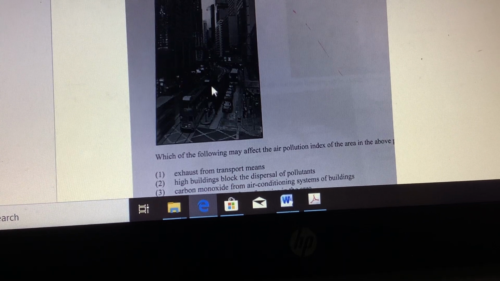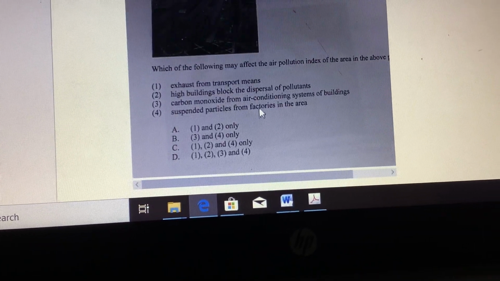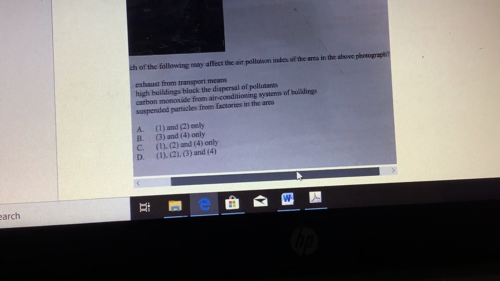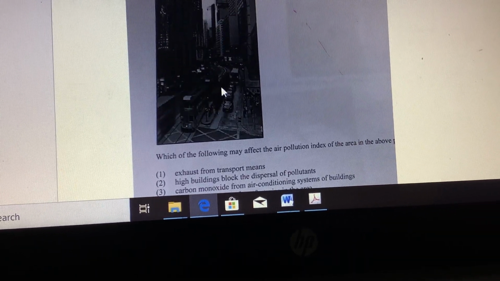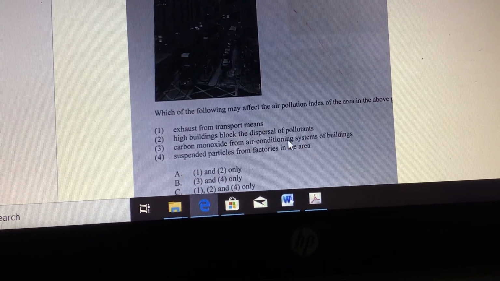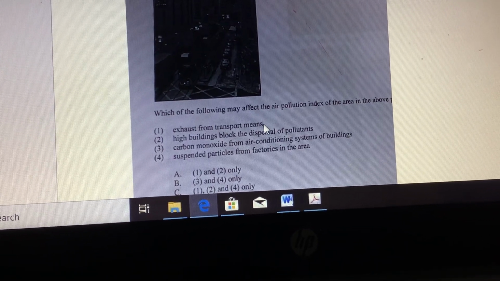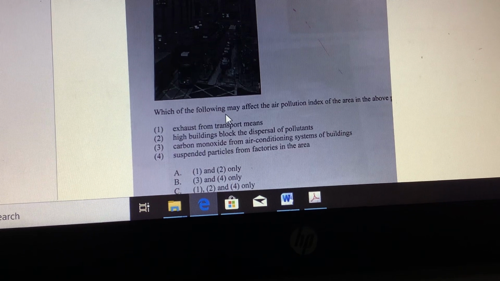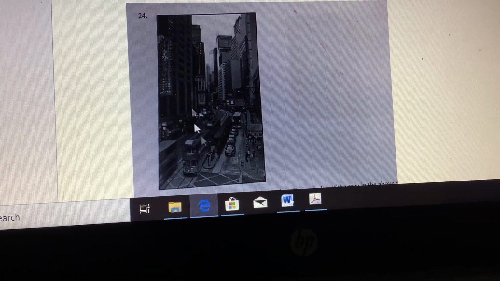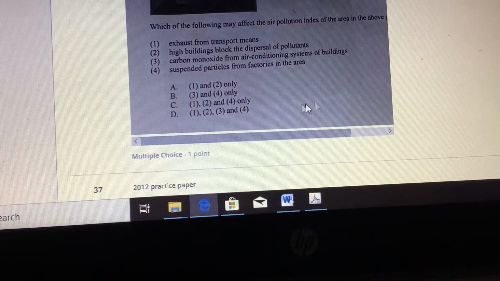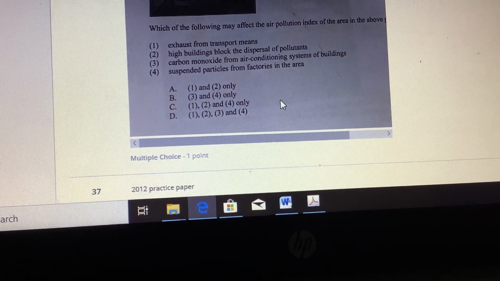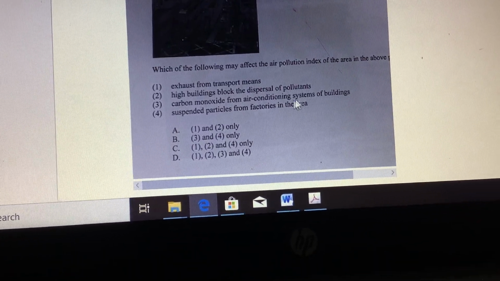This one, you can see this is a CBD. Which of the following may affect the air pollution index of the above area? Exhaust of the transport, you can see a lot of transport right here. High buildings block the dispersal of the pollutants. Also carbon monoxide from the air conditioning system of buildings, right? Suspended particles from factories in the area? Don't play with me. This one is CBD again. Can you find some factories in the CBD? Come on, don't play with me. Numbers 1, 2. How about 3? Okay, 3 is not correct.